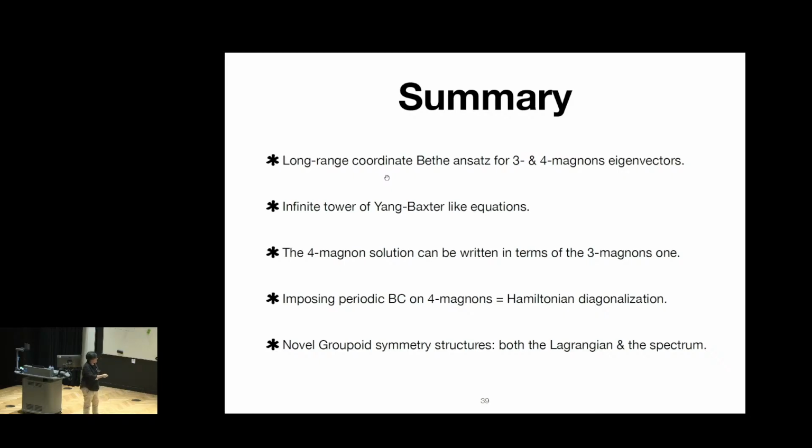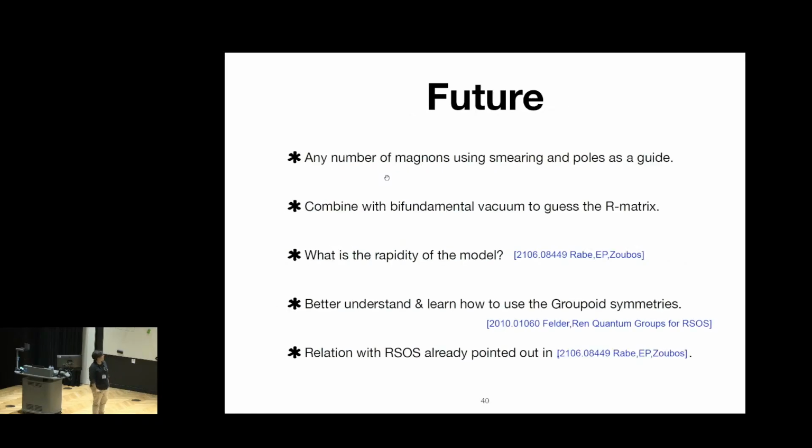This is something that I only said in one sentence, but it's important. By imposing periodic boundary conditions on the 4 magnon solution, we can check that we get the same thing as direct diagonalization, so no nonsense. And there is a novel groupoid structure. In fact, there are 2 one-category structures which form a bicategory together, if you like math words. And we checked the Lagrangian and a little bit of the spectrum. And there is a plethora of things to do. This is just a few things that came to my mind that I should say, but please ask me and I will tell you more.